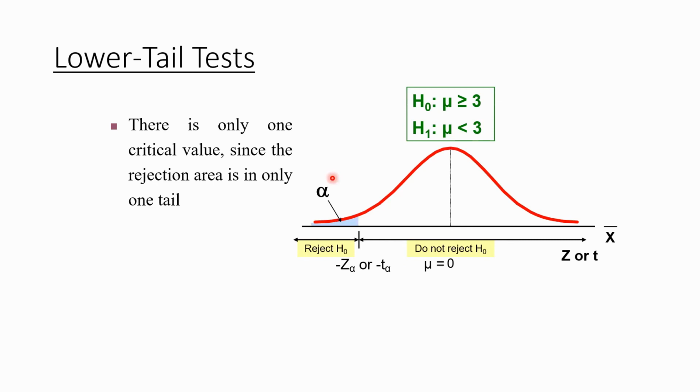mean. So it's either Z alpha or T alpha, and it's a negative value because it's to the left of 0. It's Z alpha if your population standard deviation is given. It's T alpha if your population standard deviation is not given. And that would be your critical value. Right, so that is your lower tail test.